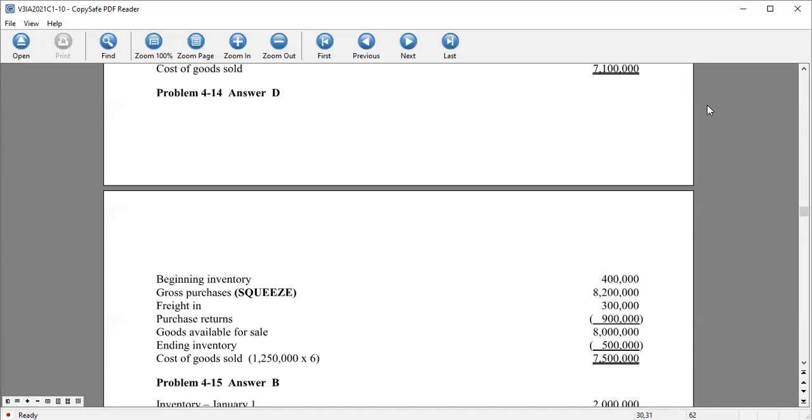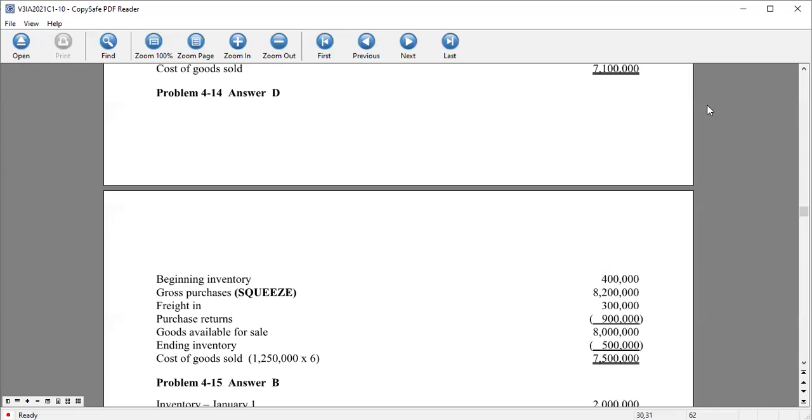Now take note, the following amounts were given. Beginning inventory, 400,000. Then your freight in for 300,000. Purchase returns of 900,000. And you have the ending inventory of 500,000. And the distribution cost is given at 1,250,000, which becomes the basis in computing for your cost of goods sold.